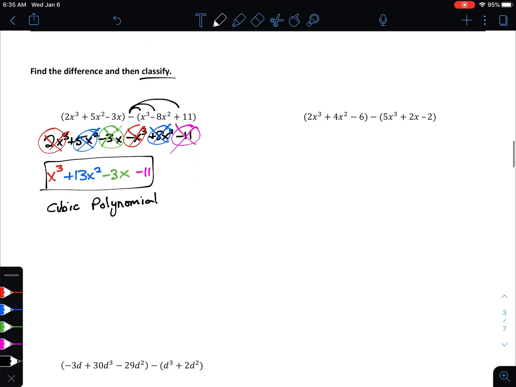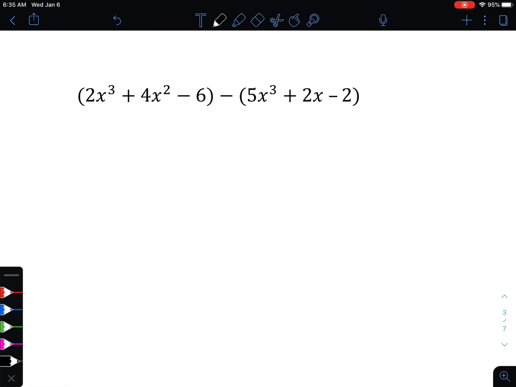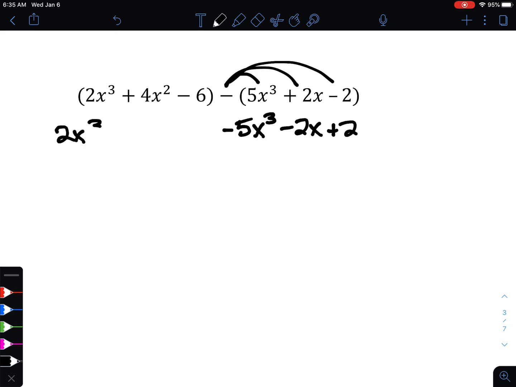Okay, let's take a look at just 2 more examples and we will be done with this lesson. So again, anytime you've got subtraction, make sure that you are starting by distributing that minus sign and changing each of the signs in your second parentheses. Not just the first, so minus 5x cubed, but also the 2x and the minus 2 need to be switched as well. Now again, nothing in front of our first parentheses, so that's just going to stay as is.